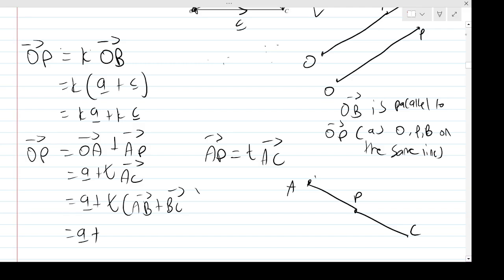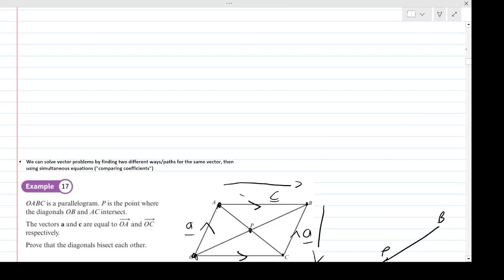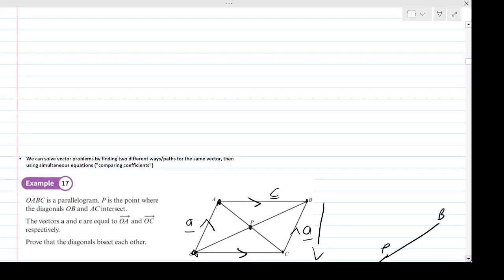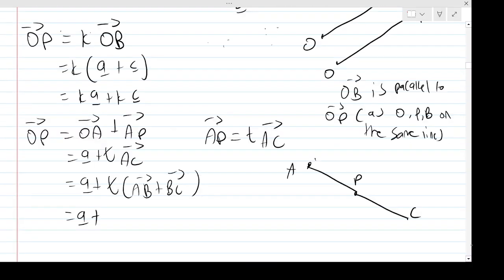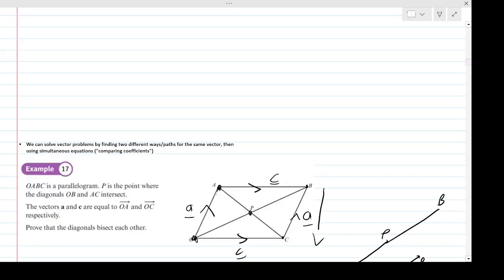Okay, well A to B here is the vector C, right? I've drawn that on. The vector AB is C. Then T lots of vector C. And then from B to C, well, C to B is A, right?